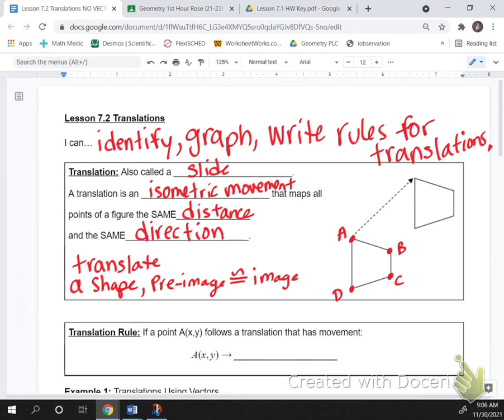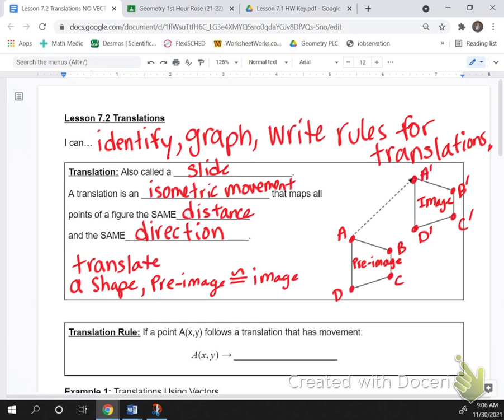Yesterday we struggled a little bit with labeling. This is my pre-image. And when I translate it or transform it, it's called my image. And we use these little apostrophes to signify that this is our new image.